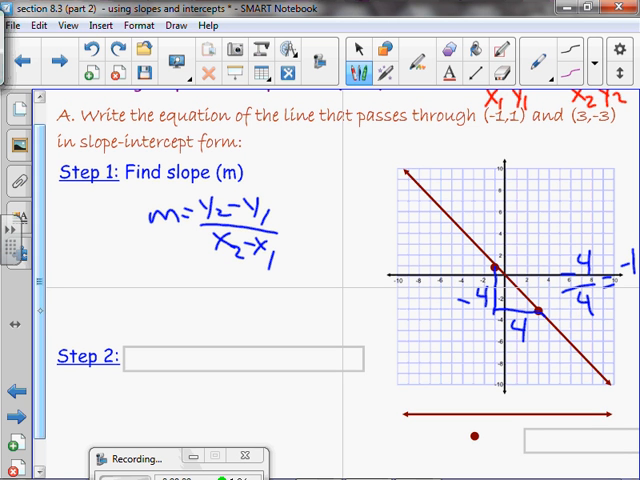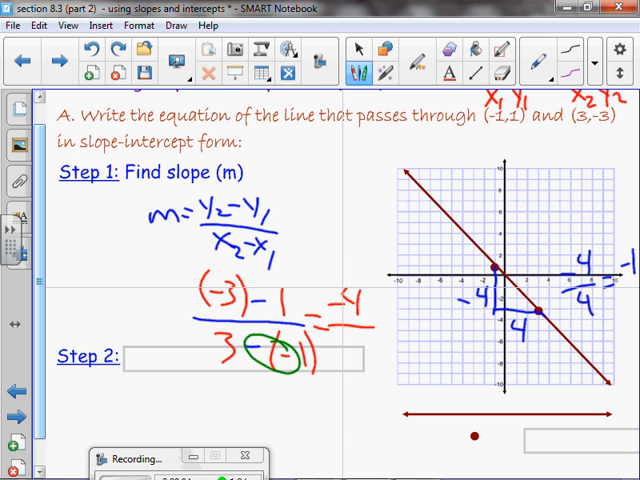y2 is negative 3, so I will replace my y2 with negative 3. I have minus y1 is 1, divided by x2 is 3 minus, and x1 is negative 1, so minus negative 1. And once I have done this, then it's just a simple matter of figuring out what this is. Negative 3 take away 1 on the top is negative 4. 3 minus negative 1, well, remember, this minus and negative should tell you to make it a plus right away. So we have 3 plus 1, which is 4.